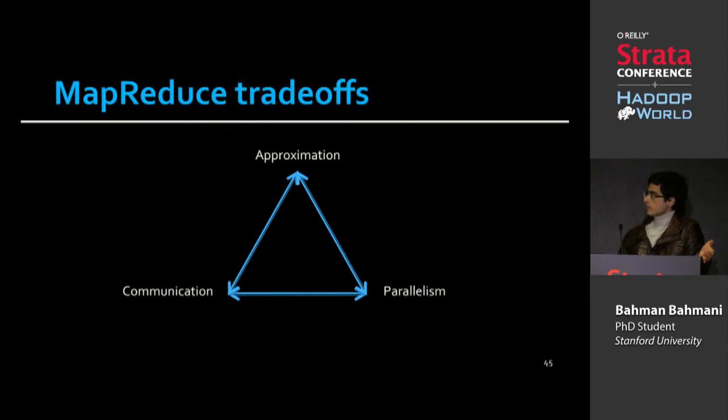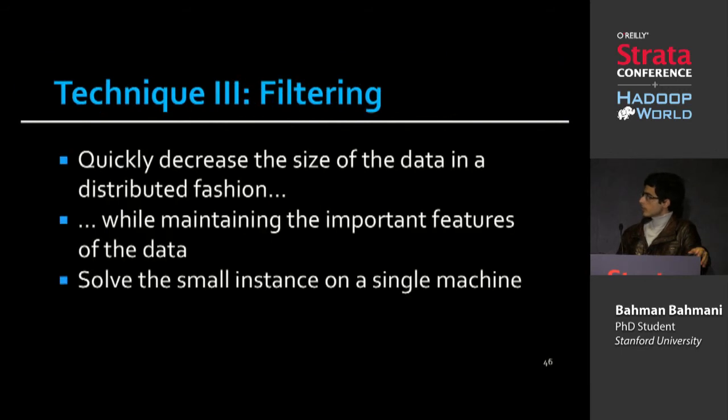So getting a little bit of a hit in the approximation of the algorithm. Instead of having exact algorithms, allowing a little bit of approximation can go a long way in improving both the communication and the parallelism of the algorithm. Let's see an example of that. So actually, let's see first a technique to do that.